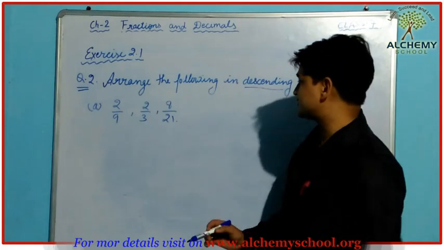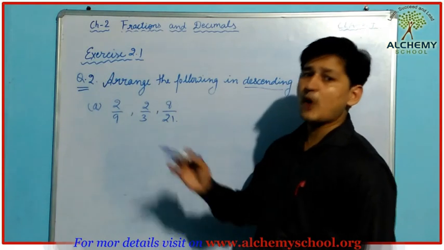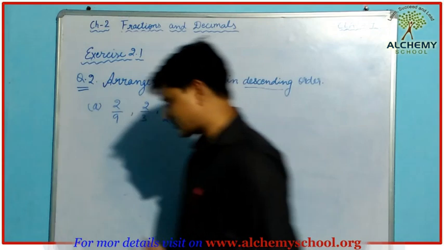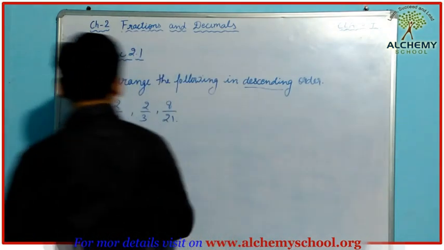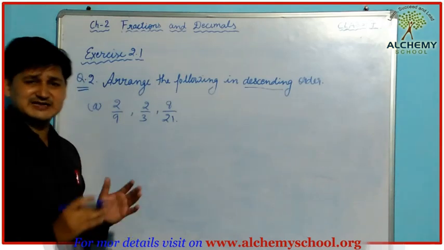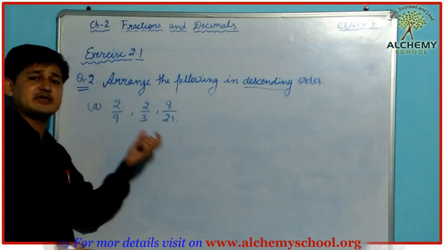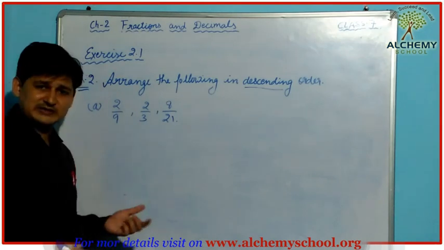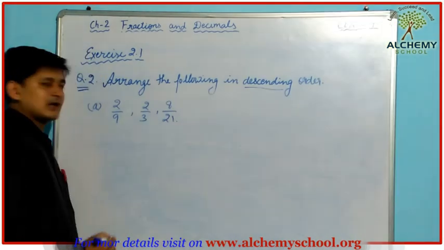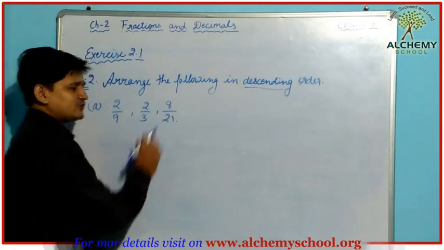So first of all we have to decide which fraction has the greatest value. How we can decide it is important to learn first. To determine which fraction has the greatest value, we have to make the denominators equal first, and we know that we can make them equal by taking the LCM. So let's see how we can find the LCM of 9, 3 and 21.